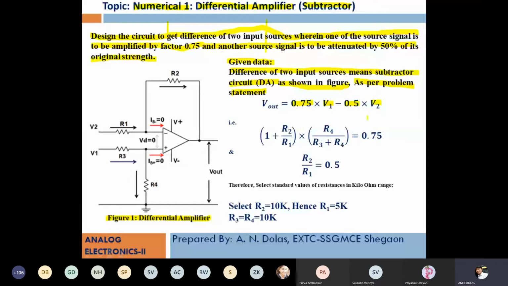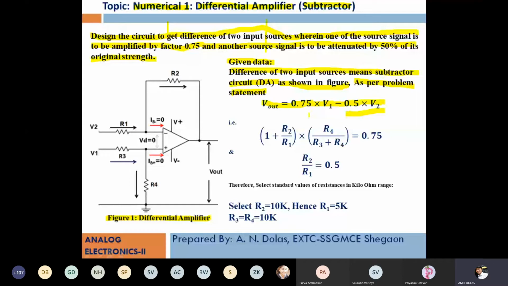I made an equation using this. If source V2 is of 2 volts and I want 50% attenuation, it must be 1 volt. So to make 2 volt into 1 volt, you have to multiply 2 volt by 0.5. So it will become 50% attenuated. By this statement, I made the equation: 0.75 into V1 minus 0.5 into V2.